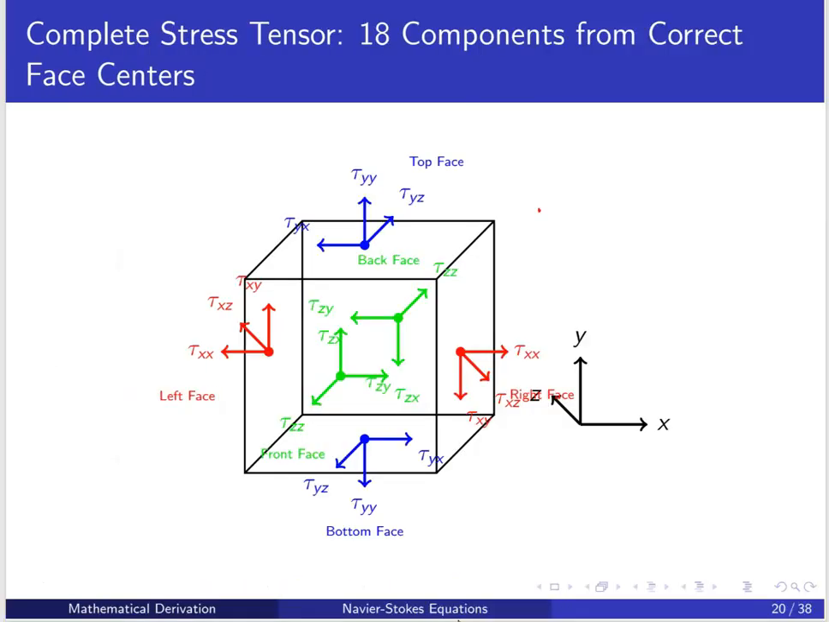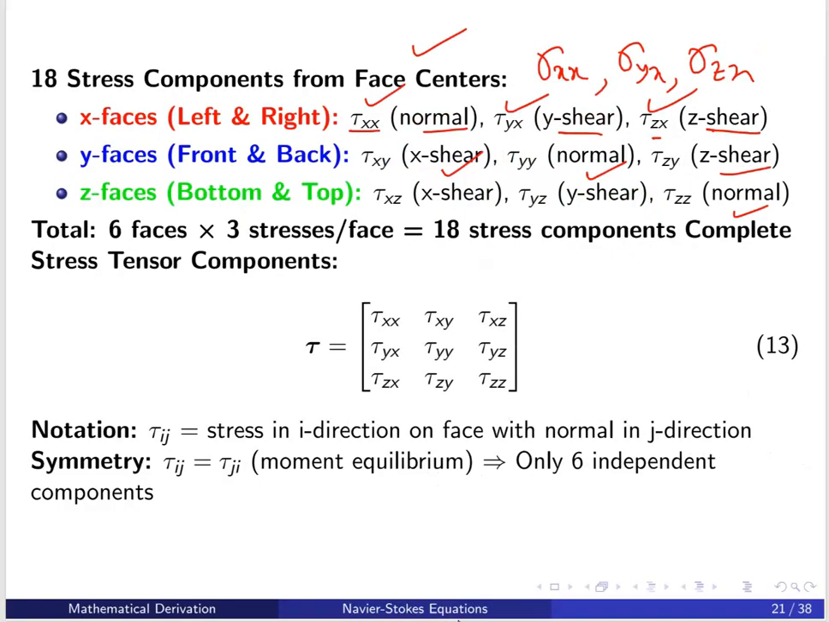You can see in the picture how it is acting. Now in total, 6 faces into 3 stress components per face gives 18 stress components, the complete stress tensor.